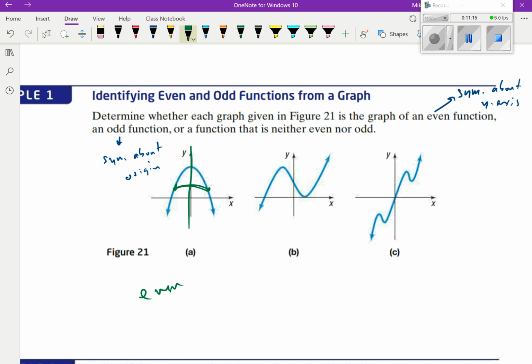As we take a look at letter B, if I take a look at the y-axis here, if I take a look at this point here, if I fold it over to the right side, it should be here. Well, there's not a point there. So this is not symmetrical about the y-axis.